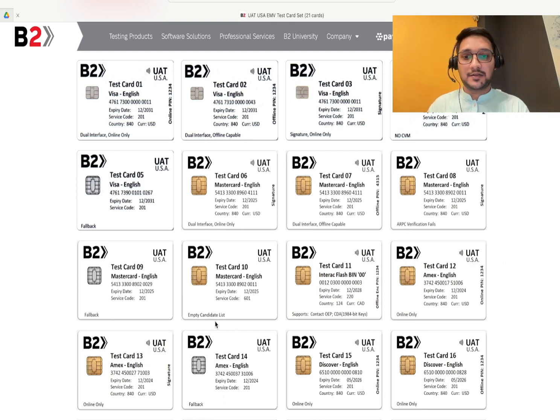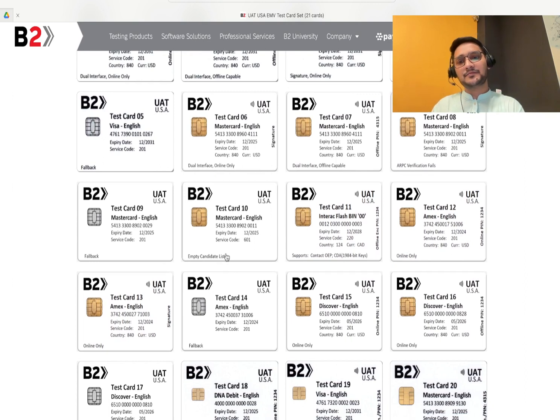Fallback, as we already discussed. Empty candidate list: there can be a scenario where this card, normally issued by Visa, Mastercard, or Europay, does not contain the information like the chip. This is a sort of fallback. These are the applications: chip, NFC, and magstripe are the applications, and the payment network is EMV. So if anything is missing, this code will be triggered.